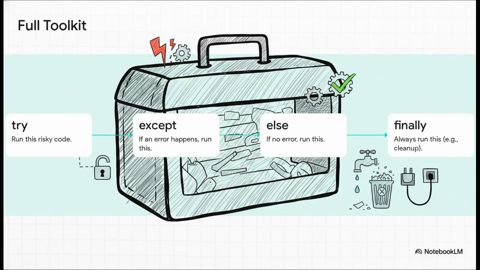Now, this system is actually a full-blown toolkit. You've got try and except, which we've seen, but there's also an else block, which is cool because it only runs if there was no error at all. And then you have finally. This one is super important. The code in the finally block will always run, whether there was an error or not. It's perfect for cleanup tasks, like closing a file or a database connection.